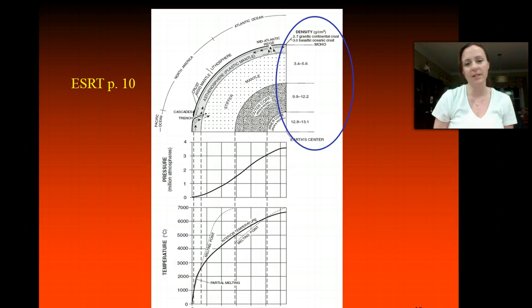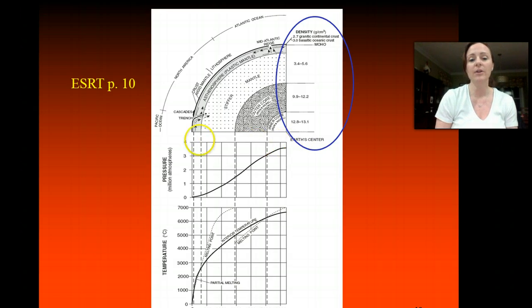So if we're going to look at this in terms of a relationship, and how we go from the top to the center, the relationship that we can create with this density is that as we go deeper into the Earth, the density gets greater. So it's a direct relationship. The density increases as we go deeper into our Earth.